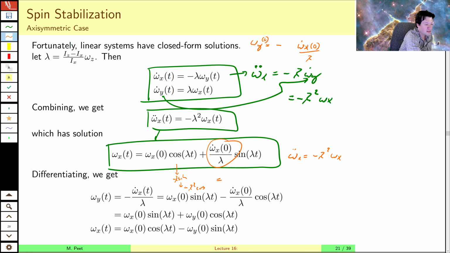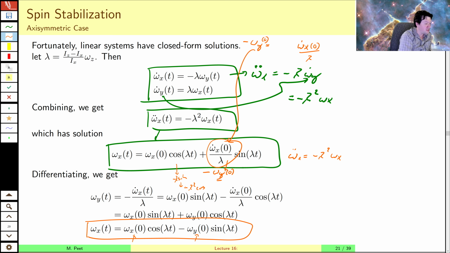So we can plug in, move the negative sign to the right-hand side, plug in this for here, and we get that this is just negative omega y of 0. That term right there. And so we get here the solution for omega x in terms of the initial conditions on omega x of 0 and omega y of 0.